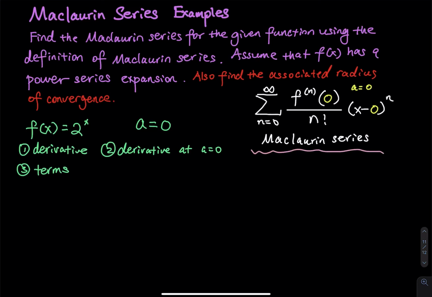In this problem, I gave you a function and the value of a. I want you to find the Maclaurin series, find the Taylor polynomial, and then determine the radius of convergence of the Maclaurin series. So first of all, we have to find the derivative, and then the derivative at a equals 0, and then the term. So how many terms should we use? Let's use 5 terms. So n equals 0, 1, 2, 3, and 4.